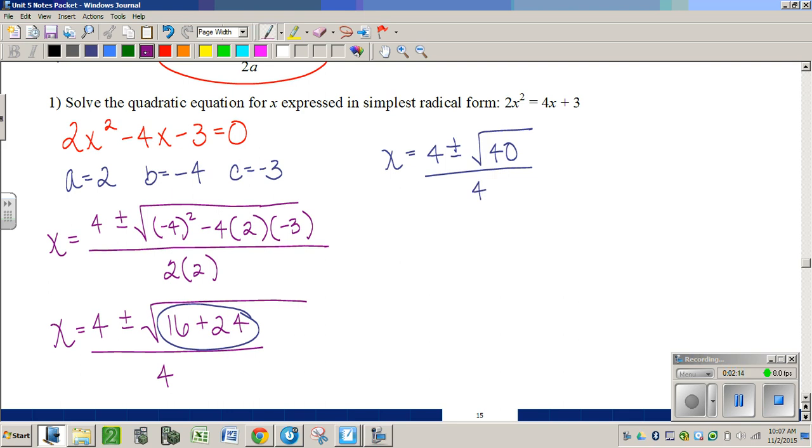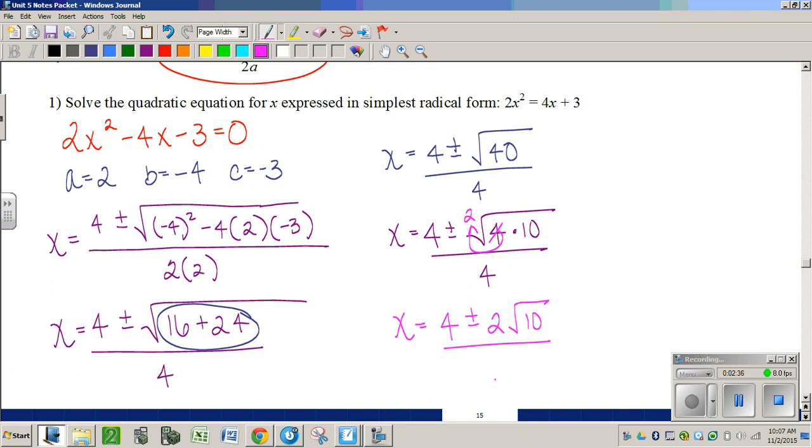Okay, simplifying radicals didn't go away, right? Take your skills from last unit. Simplify the square root of 40. Factors are 4 and 10. Alright, perfect square is 4. Square root of 4 is 2, so that comes out. So we are now going to have 4 plus or minus 2 square roots of 10 all over 4.